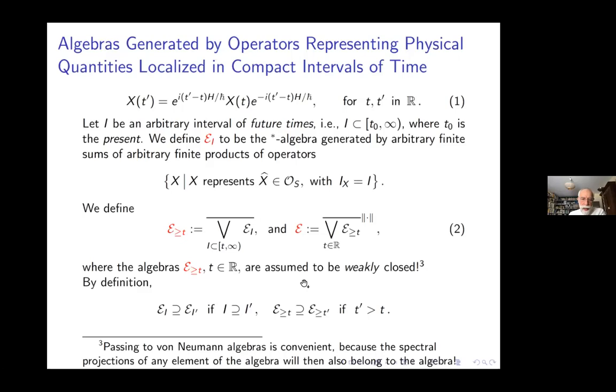All right. Now, from these definitions, it is totally clear that the algebra E sub I contains or is equal to E sub I prime whenever I contains I prime. And therefore, E greater or equal to t contains or is equal to E greater or equal to t prime whenever t prime is larger than t. Now, of course, most people in the audience will say, well, these algebras are all the same. They're all probably equal to the algebra of all bounded operators on the Hilbert space. It will turn out that this is not the case in important examples that model the physics of what you, for example, see in an experiment. So you should not jump to any conclusions about how these algebras are nested inside one another.